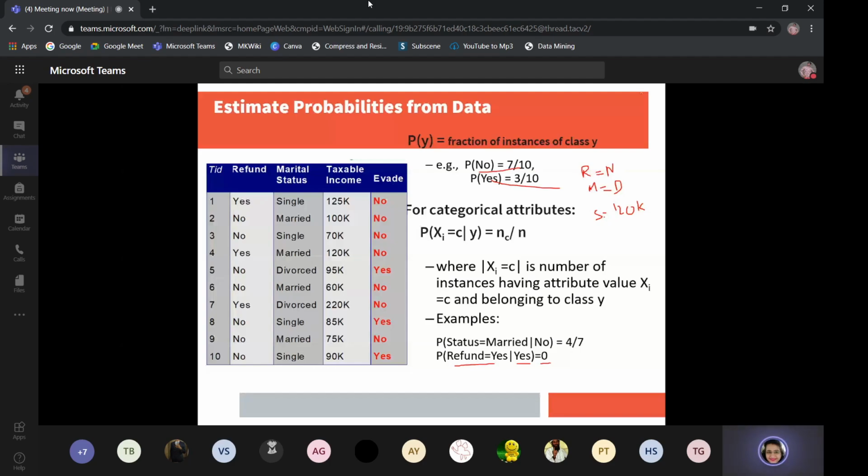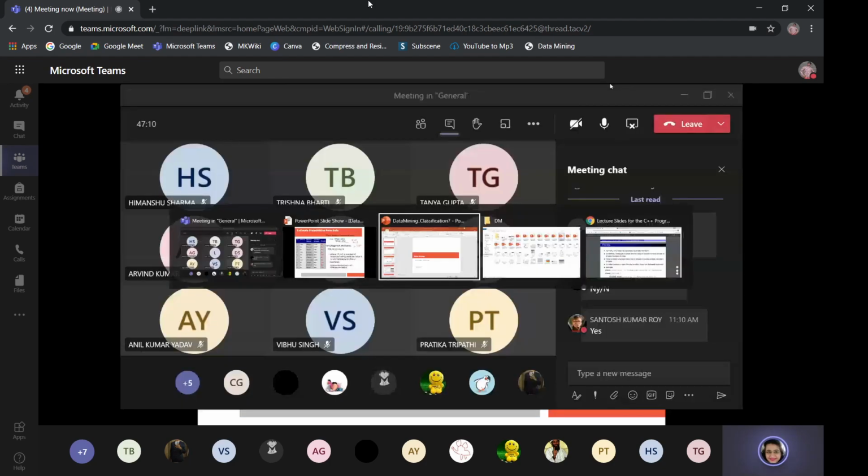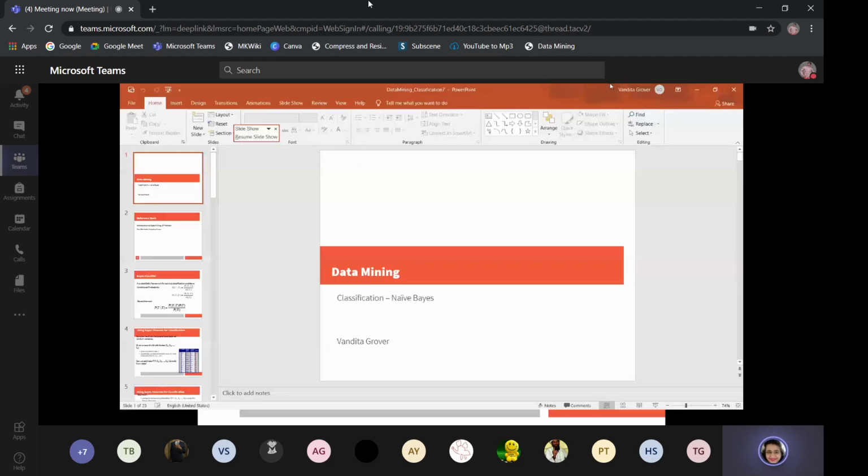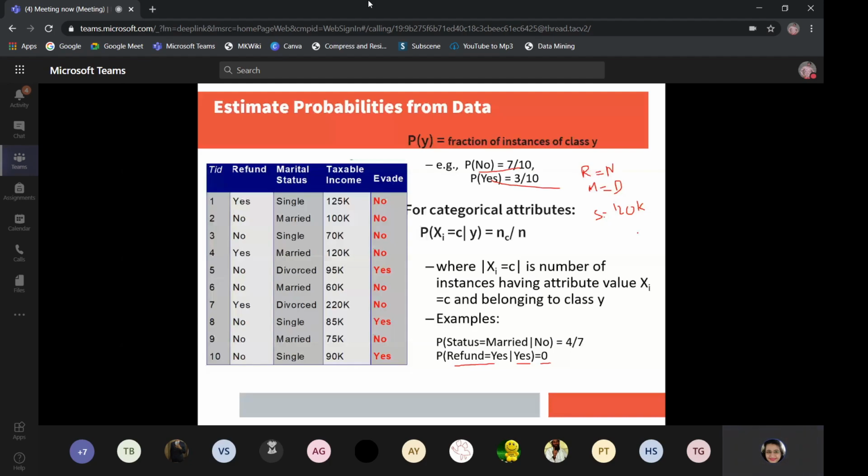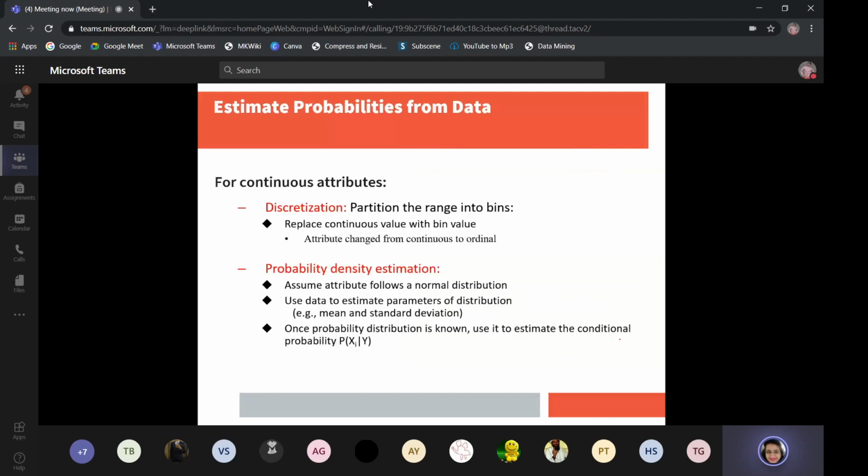Done anyone? Anyone who has done? मैम यस का 0 एंड नो का 2/7. तो फिर कौन से में क्लासिफाई होगा? नो में, क्योंकि 2/7 is greater than 0. Okay. So we will do more examples.